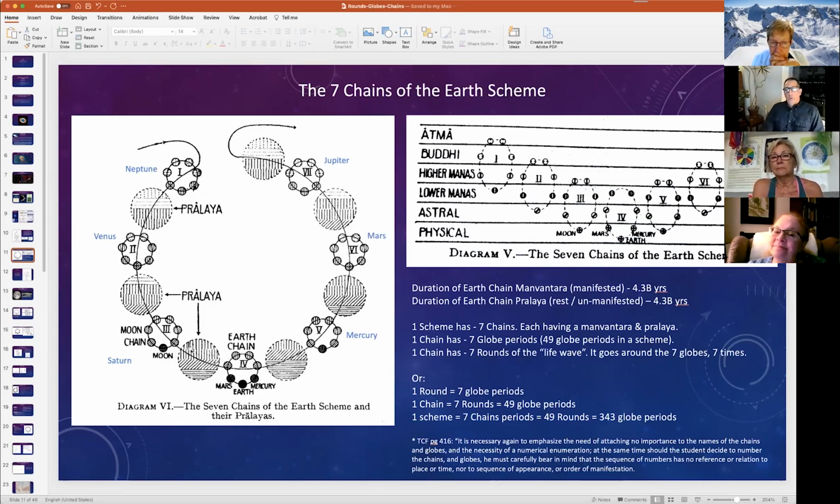And so what seems to have happened is the logos goes into Pralaya, gets ready to incarnate again in the Earth chain, becomes a comet, finds his way back to where he was before, and parks next to the moon.